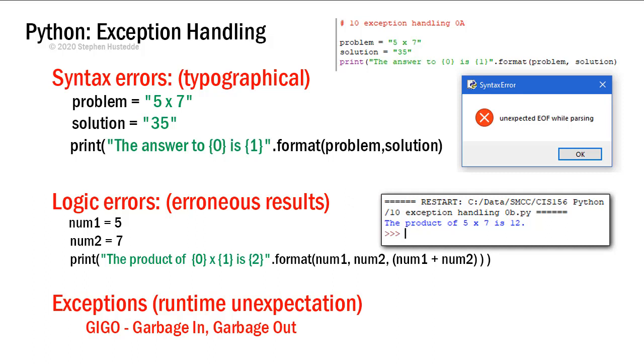You've probably heard the term GIGO, garbage in, garbage out, G-I-G-O. And so we need to make sure that the data that the user is entering in is correct or in the right format. And if it's not, it might result in an exception. So if we don't properly handle our exceptions, then our program will crash and we'll get a message that might be confusing to the end user. Let me show you an example.